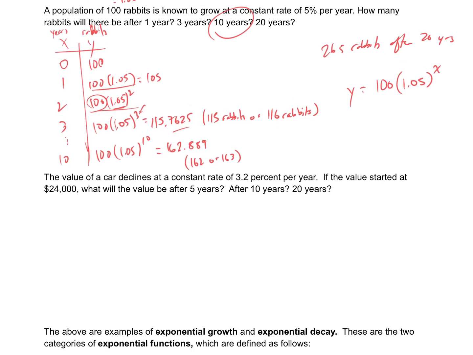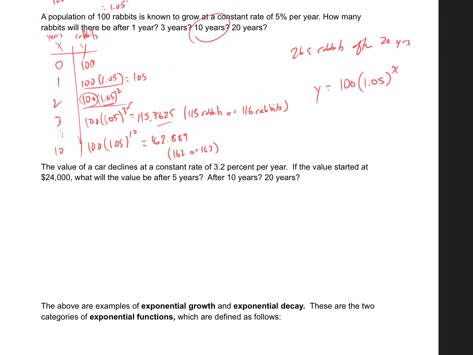Now, similar problem. Value of a car declines at a constant rate. So what I'd like you to do is pause the video and see if you can come up with the relationship in this problem. Okay, so what we're going to do now is look at this with the same sort of reasoning we did up here. The initial amount is 24,000. So I could make my t-chart or I could jump straight into the equation. I'm going to do the t-chart just for a couple of lines this time. So my x is going to be the number of years, and my y is going to be dollars.